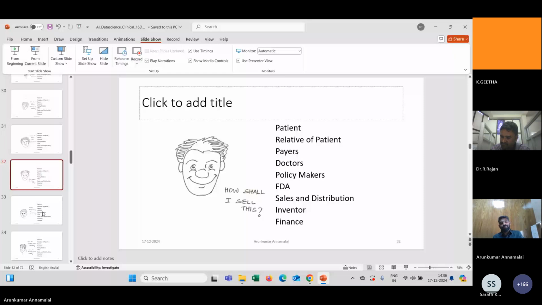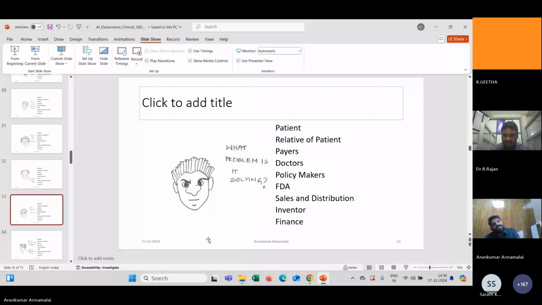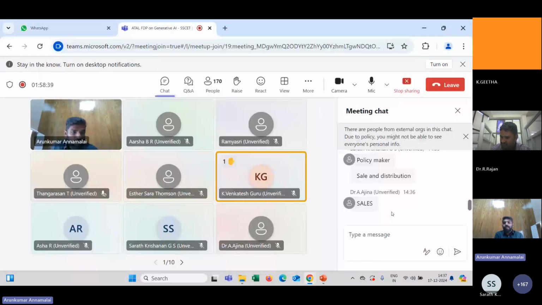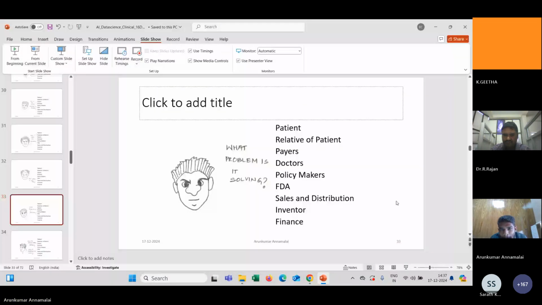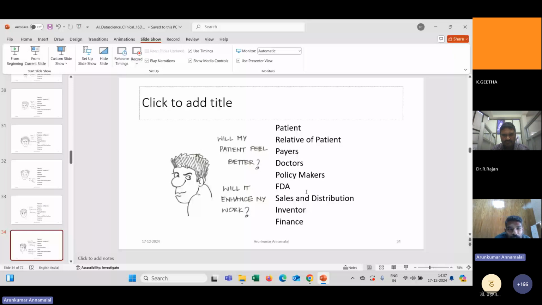How about this? What problem is it solving? Who will tell this? Policy makers. Yes, policy makers, right. Will my patient feel better? Will it enhance my work? Who will have a patient? Relative of the patient. Doctors. Yeah. Which relative of patient will say my patient? It should be either my mother, father, or someone. Okay, so it's a doctor, right?